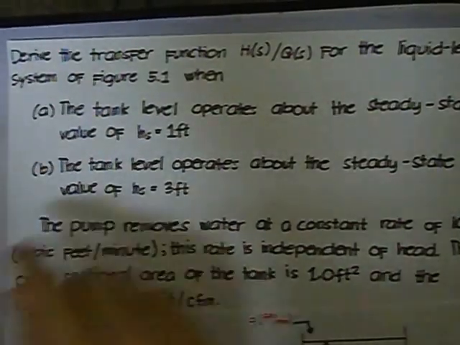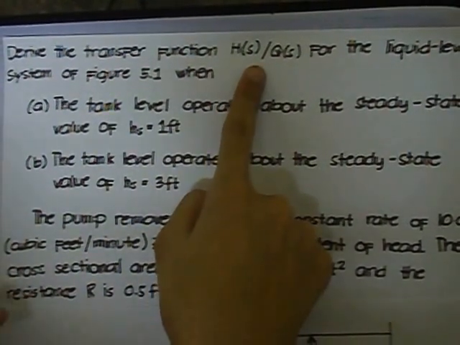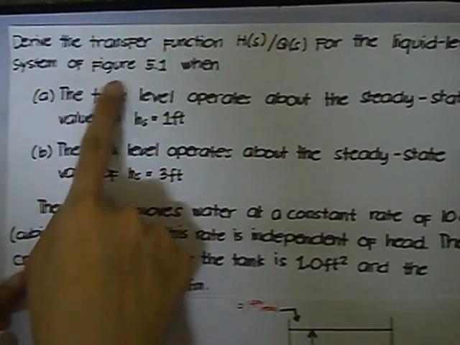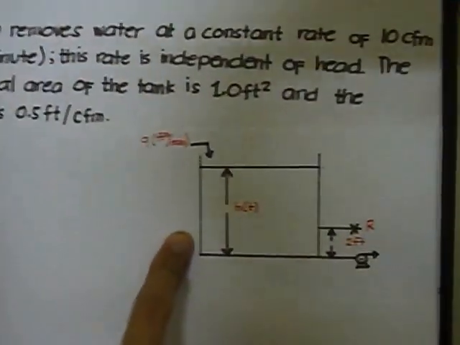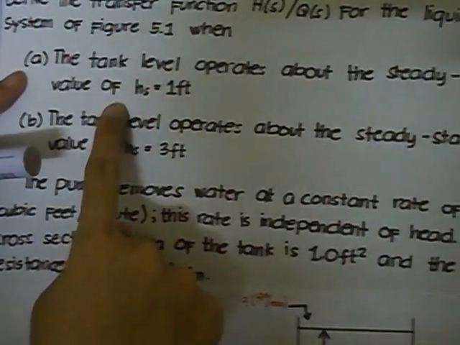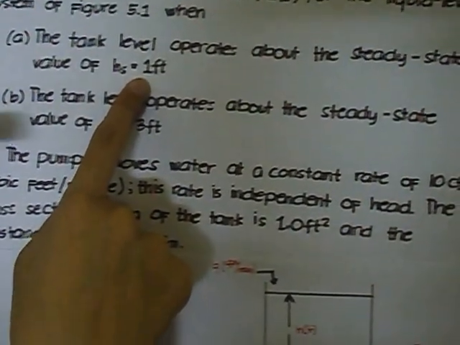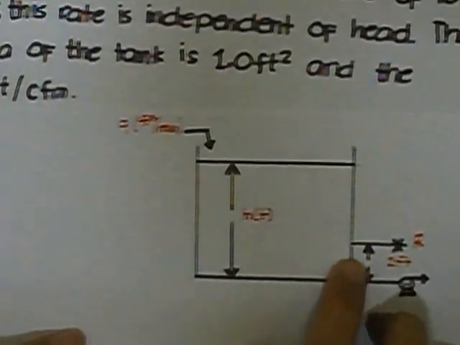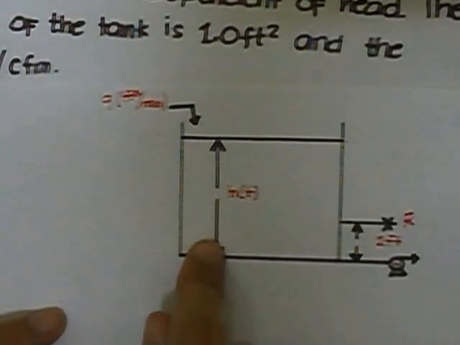So natay problem diri as derive the transfer function H of s all over Q of s for the liquid level system of figure 5.1, which can be shown here. When A, the tank level operates about the steady state value of Hs equals to 1 feet. So, kung ang tank level daw operates at 1 feet, so, mga naala guro na siya diri tunga-tunga ani kay 2 feet man siya, tunga-tunga ani kay 1 feet man.